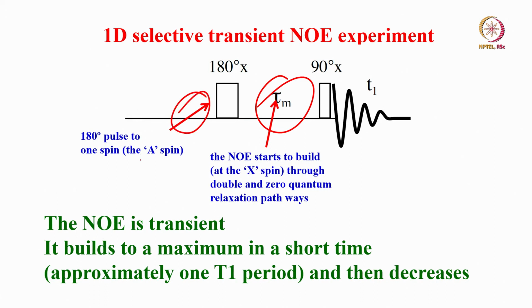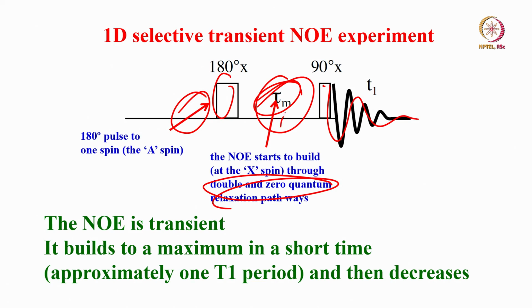You have to apply 180% on one of the spins and give some mixing time tau m. During this time NOE starts building up using both the zero quantum and double quantum relaxation pathways. Then apply a 90 degree pulse and collect the signal. That is the transient NOE experiment in a one dimensional way.